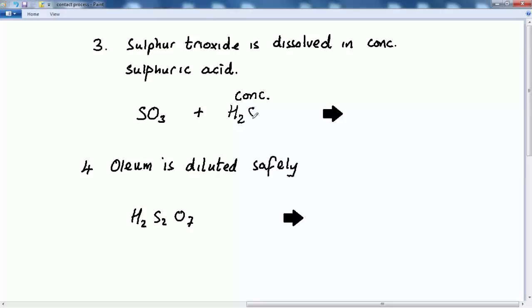Instead, it's added to concentrated sulfuric acid to produce a substance called oleum. That's H2S2O7, which is also known as fuming sulfuric acid. And then after the oleum has been obtained, it can then be diluted safely by adding water to obtain sulfuric acid, which is what we're after.